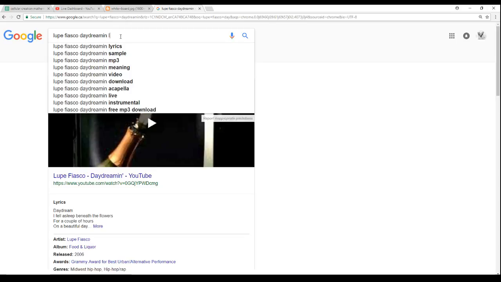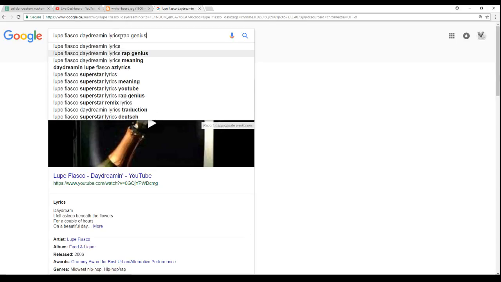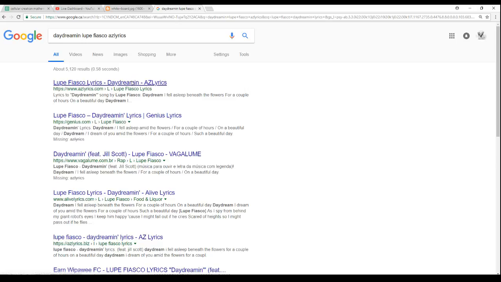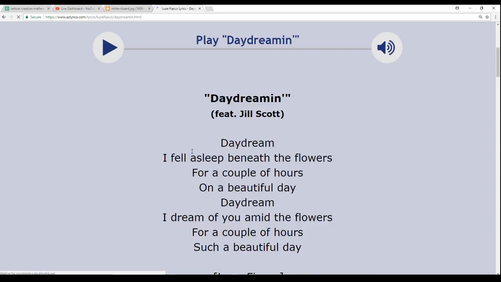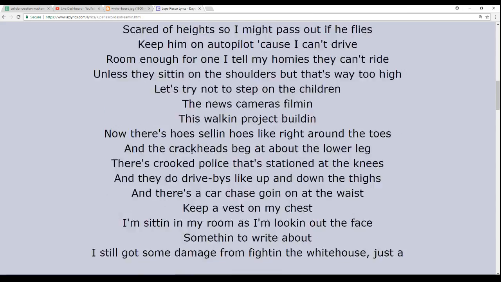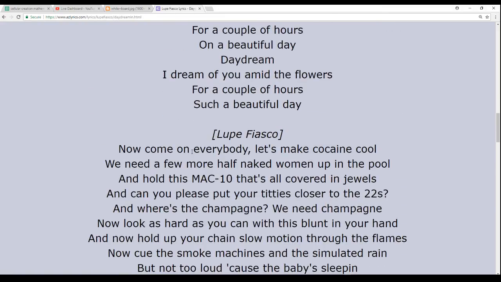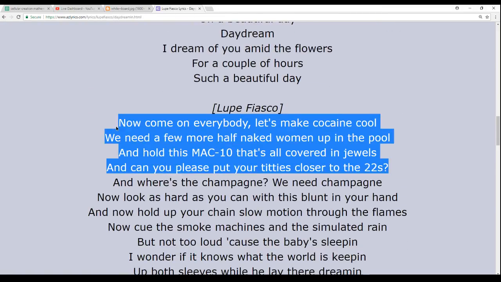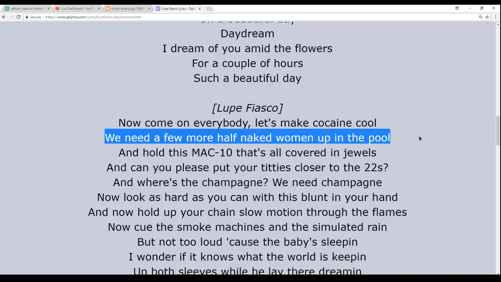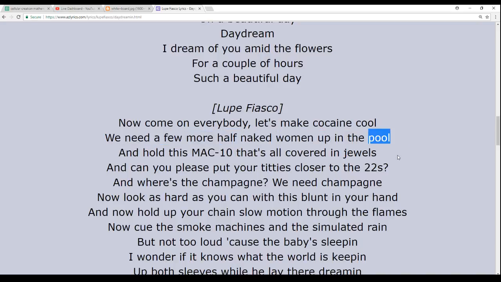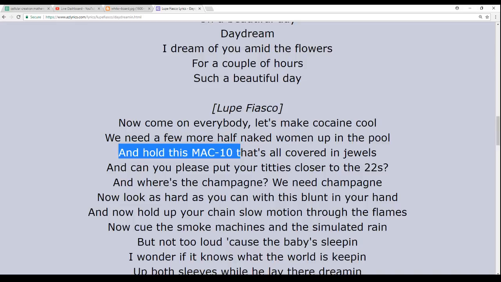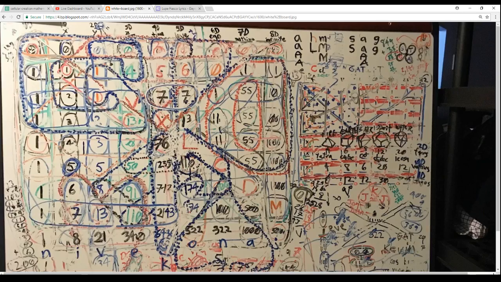And I want lyrics, A to Z. Nice. Because that's the only one I trust because it's purple. Where is it? Where are the 22s? Yeah, yeah, guy. Now come on everybody, let's make cocaine cool. Wow, how about we don't and say we did. We need a few more half-naked women up in the pool. What did I just talk about? And hold this Mac 10 that's all covered in jewels. I don't know, like maybe little pentagon arm, like Superman diamonds.